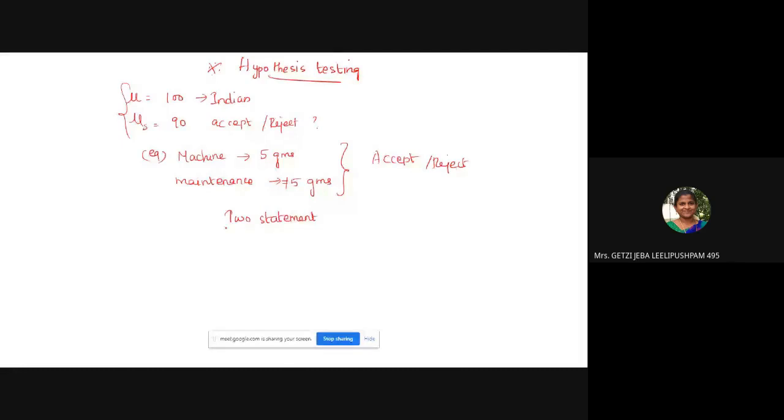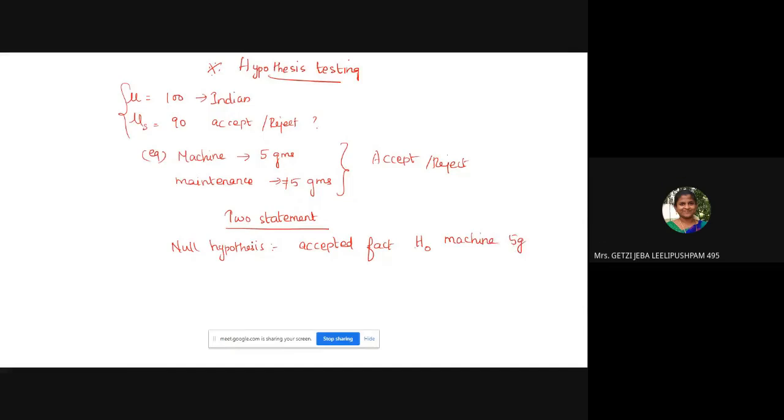One is the null hypothesis. So what is the null hypothesis? The null hypothesis is the accepted fact, what you will accept. It is usually written as H naught. For example, here the null hypothesis is that the machine makes 5 grams. So that was the accepted fact.